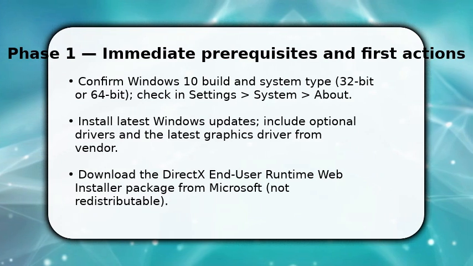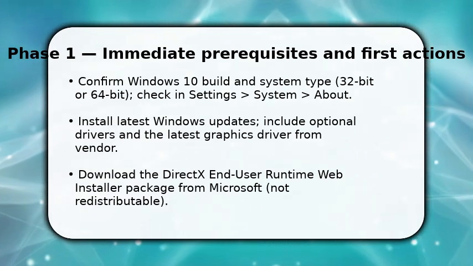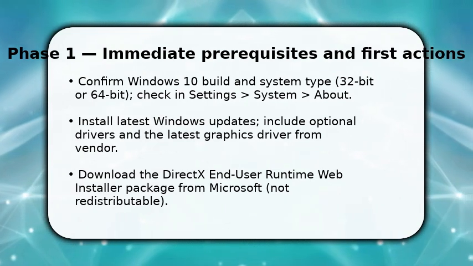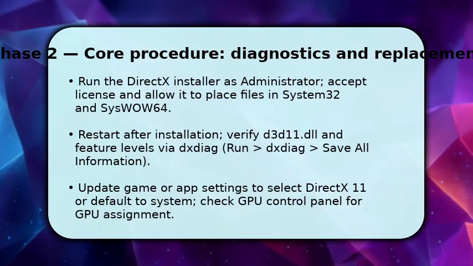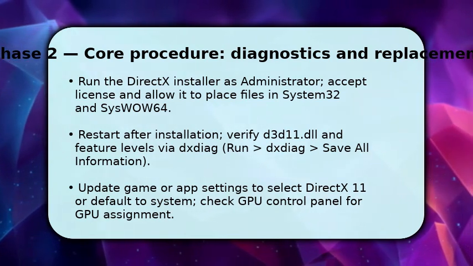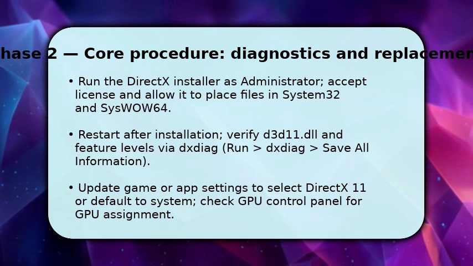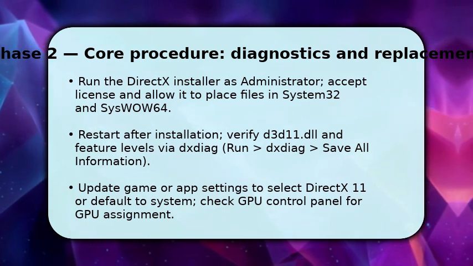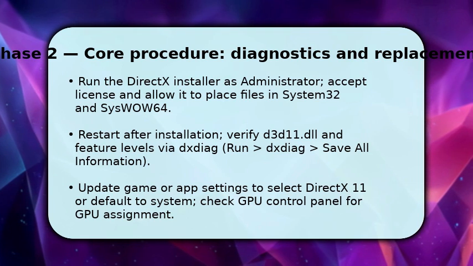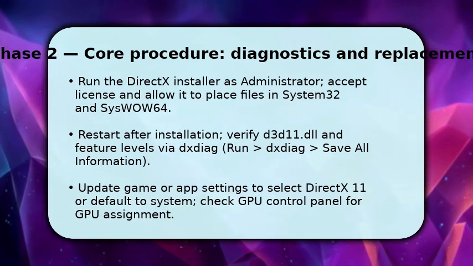Once done, launch the DirectX End-User Runtime Web Installer. It fills missing DLLs and feature levels, so applications can access DirectX 11 functionality. Run the DirectX installer with administrator privileges, accept the license, and let it place necessary runtime DLLs into System32 or SysWOW64. After installation, restart Windows to ensure drivers and DLLs load cleanly.